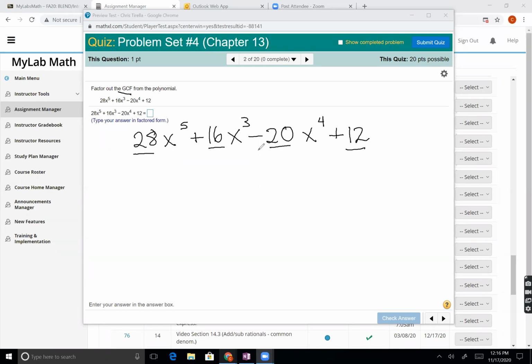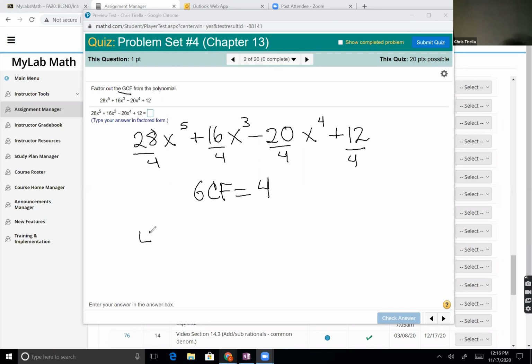4? I like it. So our greatest common factor is going to just be 4. And to factor it out, we're going to think of dividing each of these by 4. So our common factor is 4. That's what they mean by factored form. They want us to show the product. And the other factor would be 7x to the 5th plus, dividing here, 4x to the 3rd, dividing here, minus 5x to the 4th, and dividing here, plus 3.